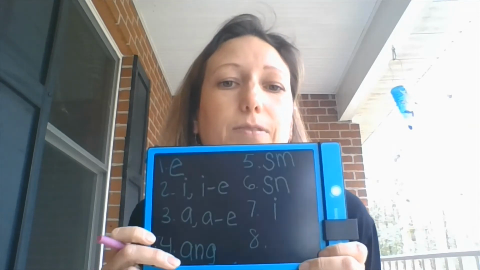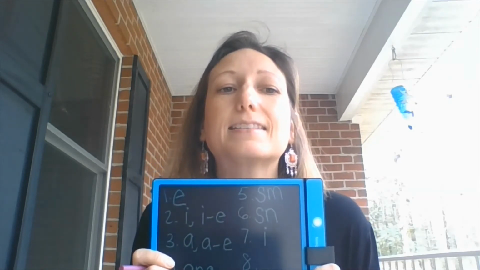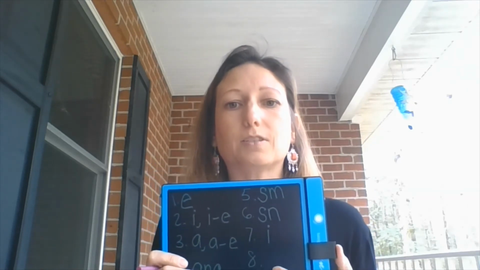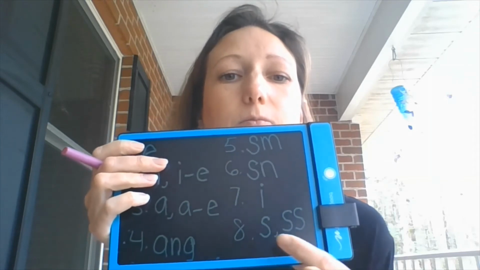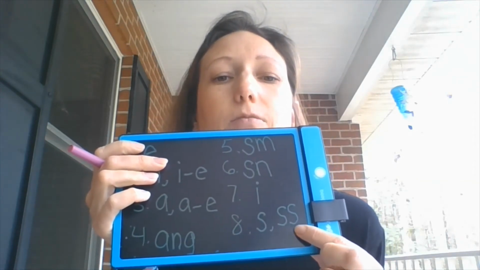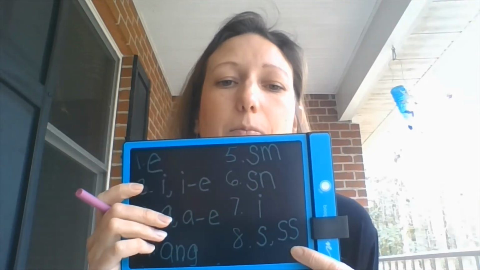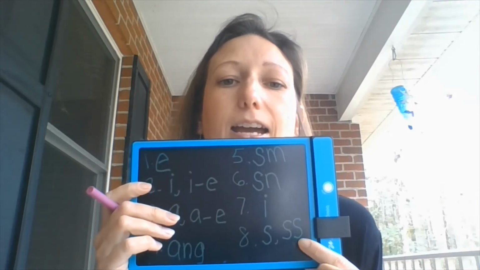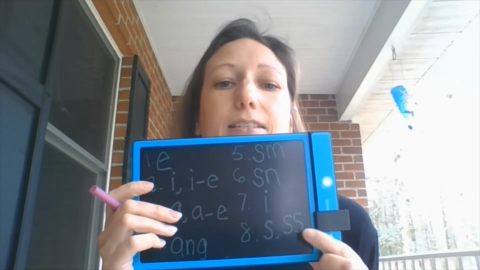And number 8, this one's kind of tricky. 2 ways to write S. To do that, we can have one S, or we can have 2 S's. And this is called the floss rule. At the end of a single closed syllable, the letters F, L, and S can get doubled, as in the word less.